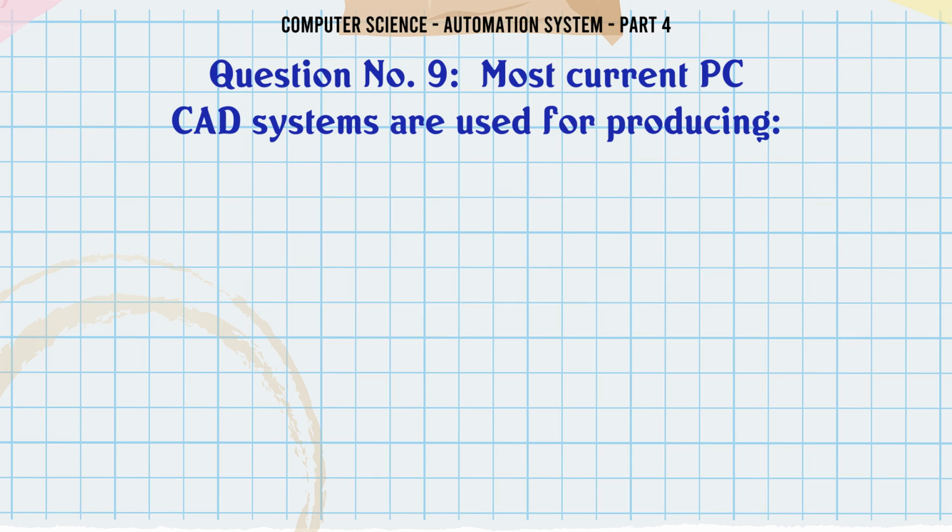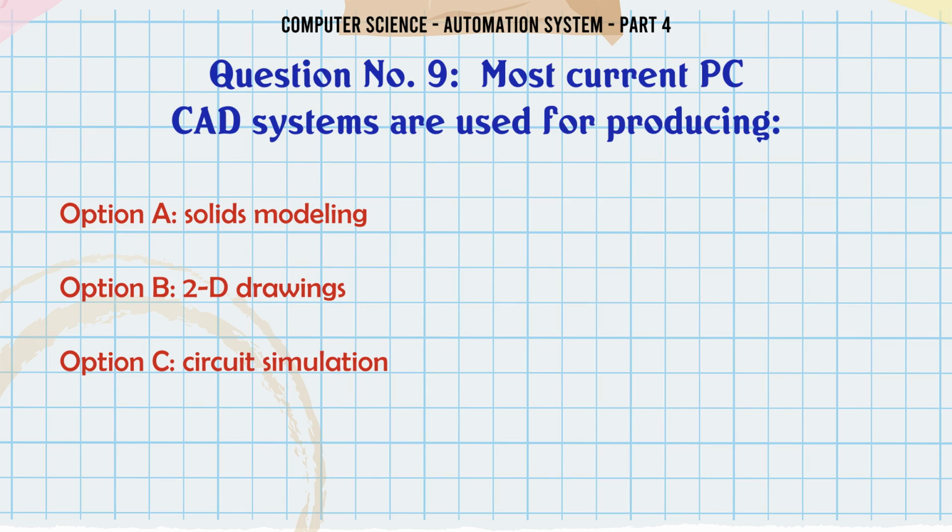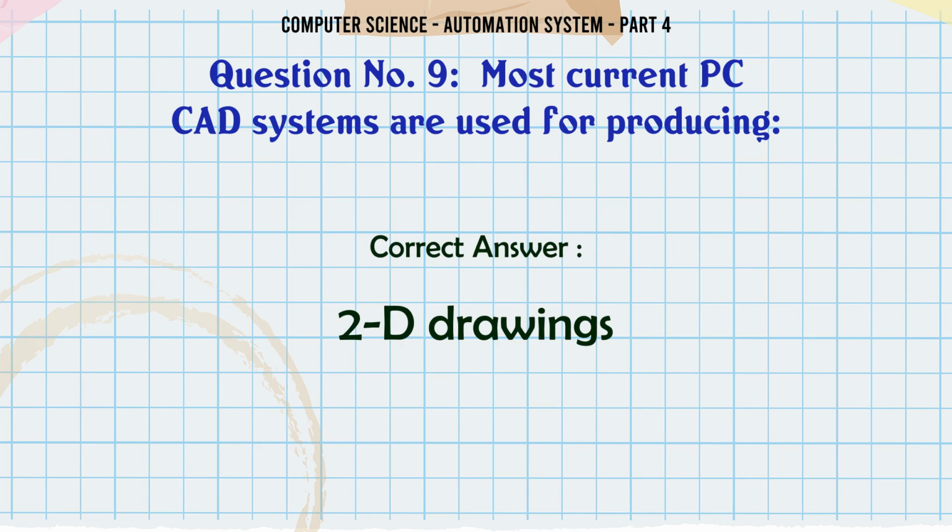Most current PC/CAD systems are used for producing A. Solids modeling. B. 2D drawings. C. Circuit simulation. D. Finite element analysis. The correct answer is 2D drawings.